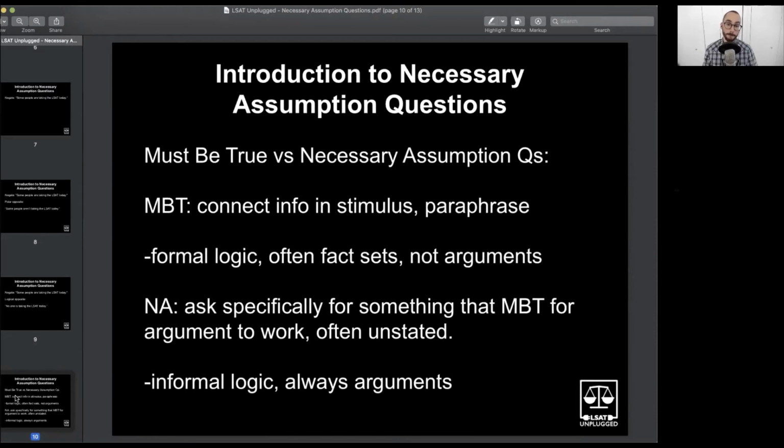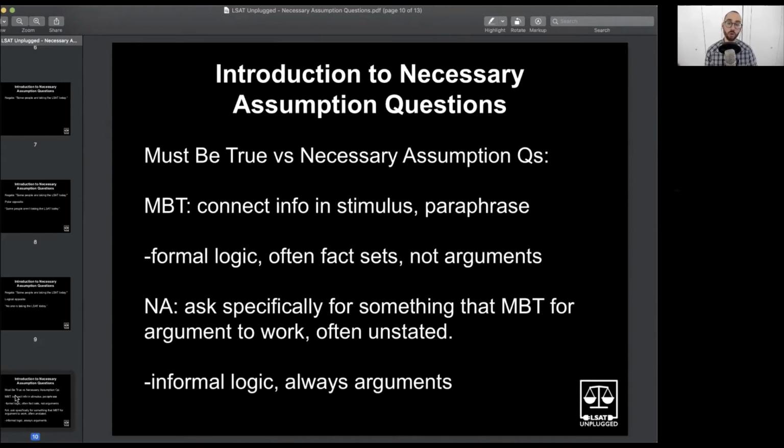Now, must be true versus necessary assumption questions. Most people don't tend to mix these up, but that's not why I'm putting them here. I'm putting them here because in my view, necessary assumption questions are really a very specific kind of must be true question. They're not always placed in the inference category. Some people categorize them differently, but I put them in that category because they're not really looking for new information. They're looking for something that is logically required in order for the argument to work.